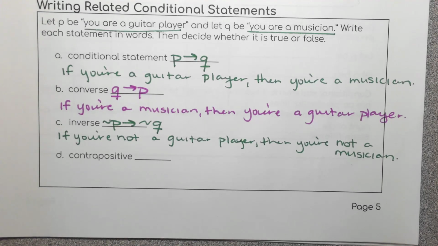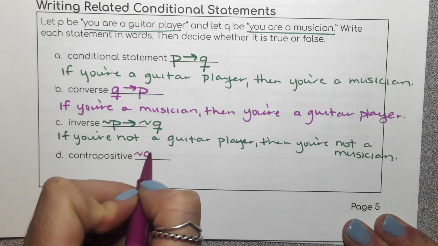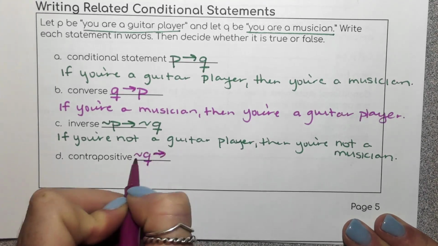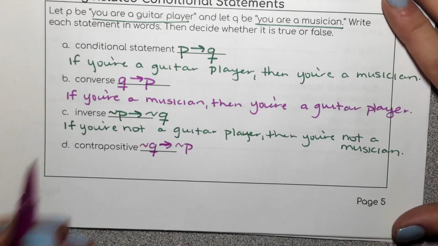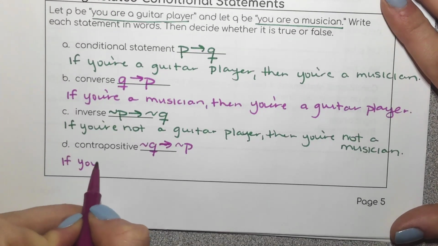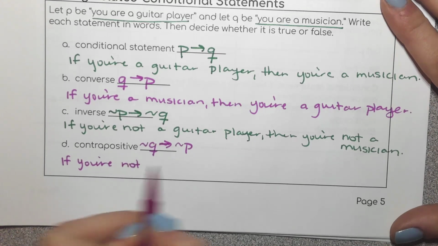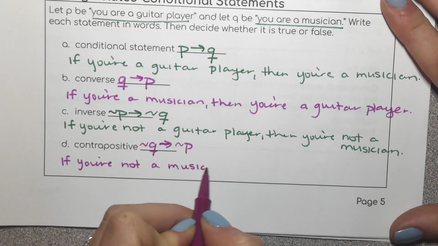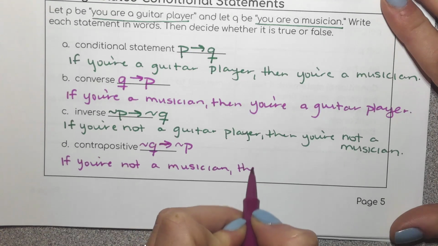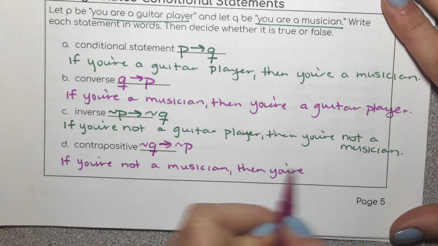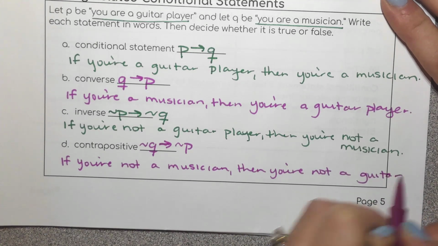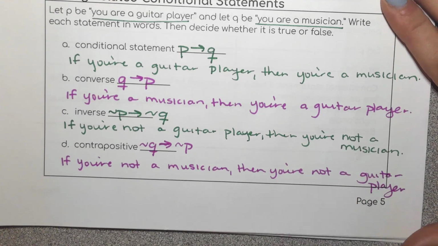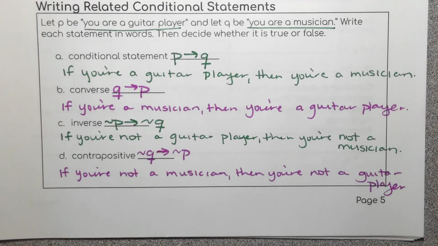Okay. Contrapositive. What was the symbol for that? Squiggly Q, or not Q, not P. Not Q implies not P. If you're not a musician, then you're not a guitar player. Don't flip yet. We still have to say if these are true or false.